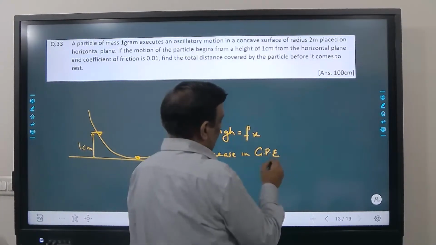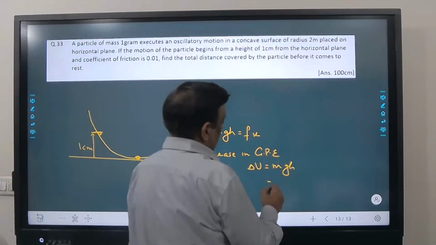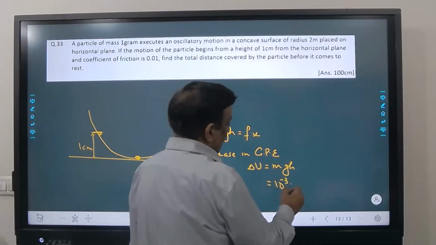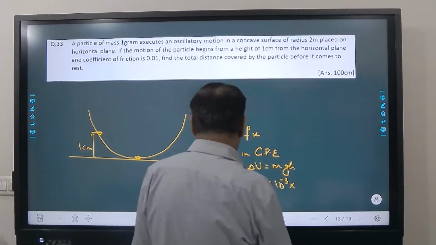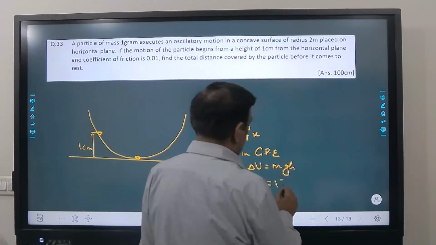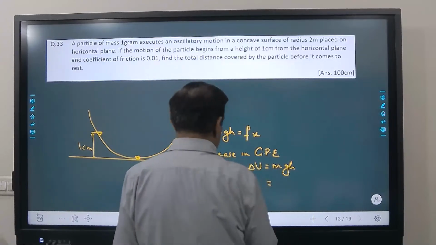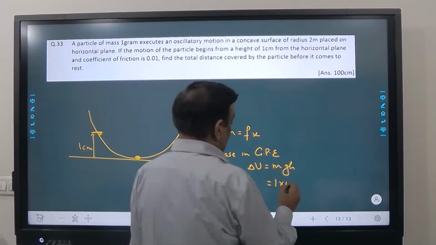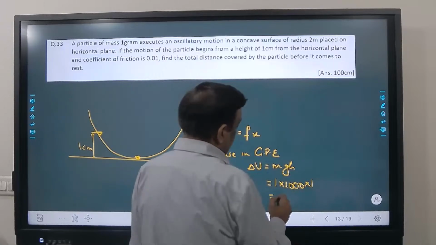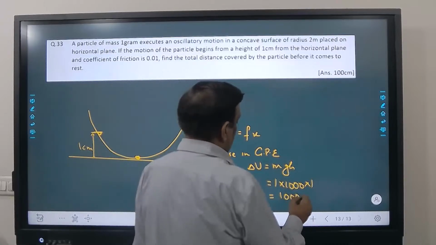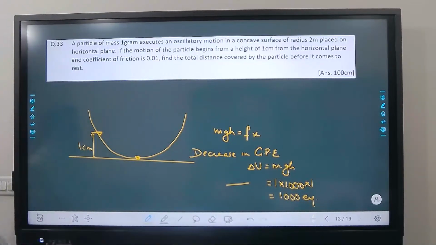Decrease in gravitational potential energy. Mass is 1 gram means 10 raised to the minus 3 kg, इसको हम CGS में सॉल्व कर देंगे. Mass is 1 gram. g is 1000. ऐसे in CGS में लोगे तो h is 1. This potential energy decreases by 1000 ergs.